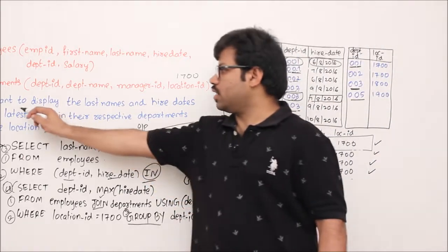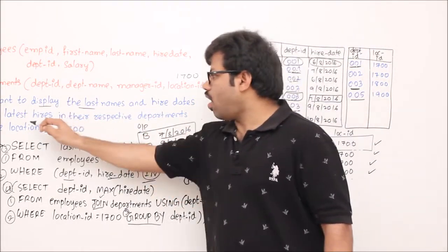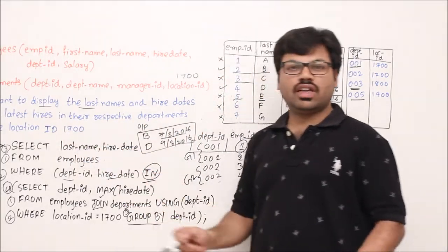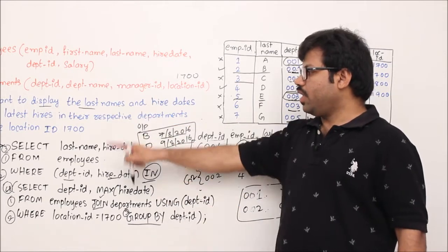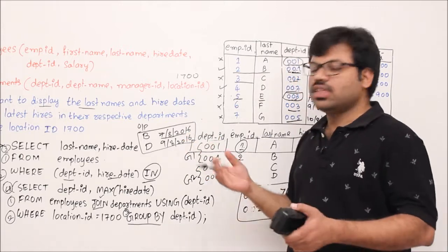Now we'll see this question. You want to display the last names and hire dates of all latest hires in their respective departments in the location ID 1700. Absolutely, it is working, correct? So yes, for this requirement, this query is correct. Now, I did not give you options actually. Sir, what is the question here?